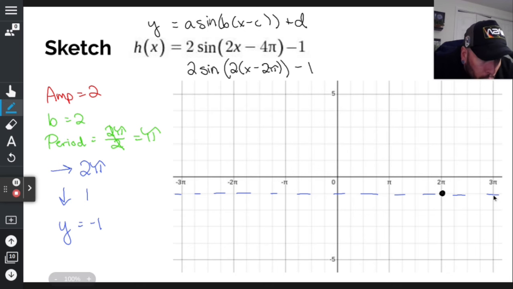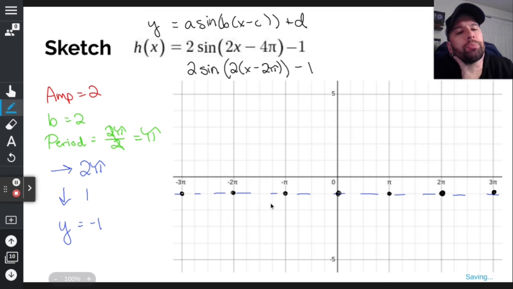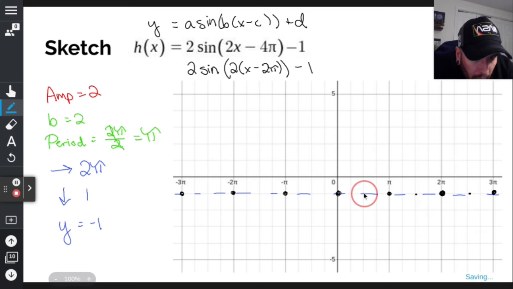The period is pi. So you're going to repeat every pi. So you're going to repeat here, repeat here, repeat here. Okay, so what would happen is this goes up a couple, comes back down, crosses again, goes down and repeats. So while we're at it, let's draw the spots where it crosses this new midline axis again. So every half a period it's going to cross right there.